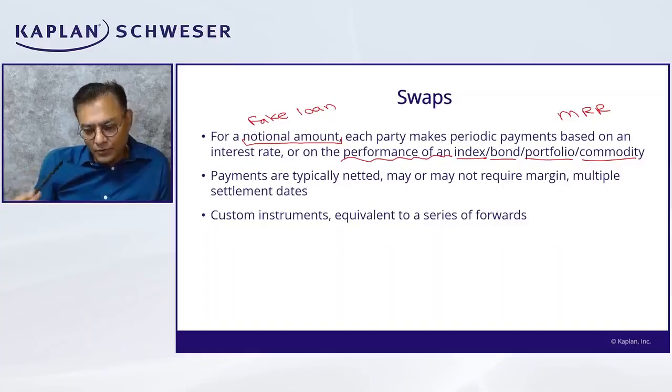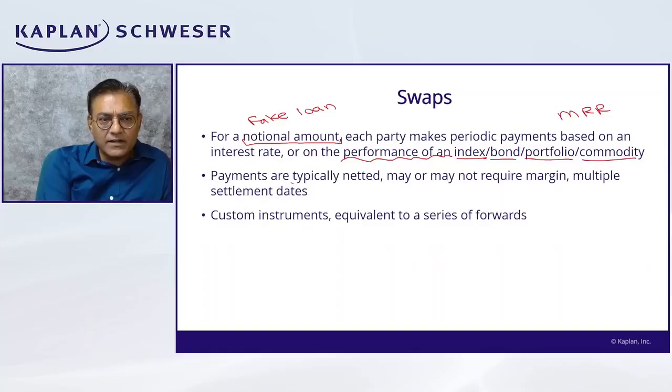Now, a forward contract had one settlement date. Today is the day we enter into contract, and then settlement date is where the actual delivery occurs or the contract is cash settled. In a swap, there are multiple settlement dates. So swap can be thought of as a series of forward contracts. So again, customized, you can define how many settlement dates are involved in that contract.